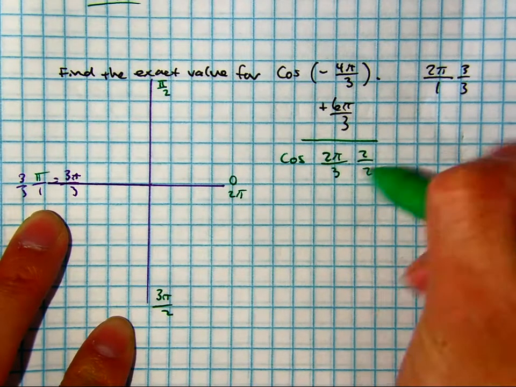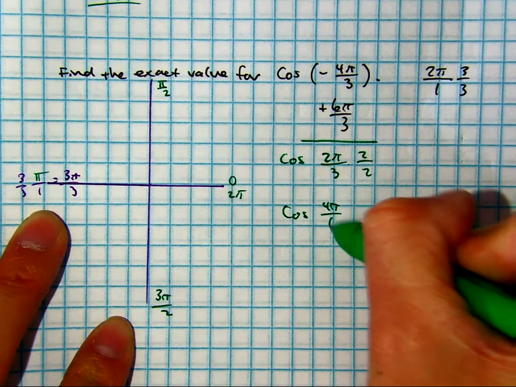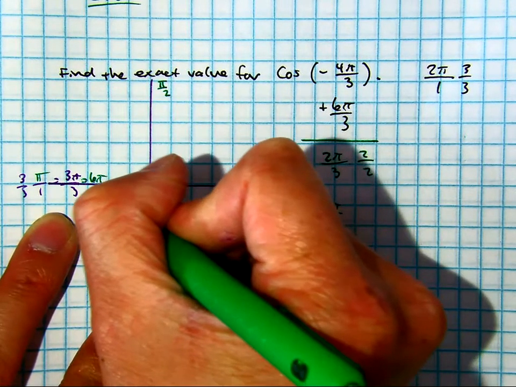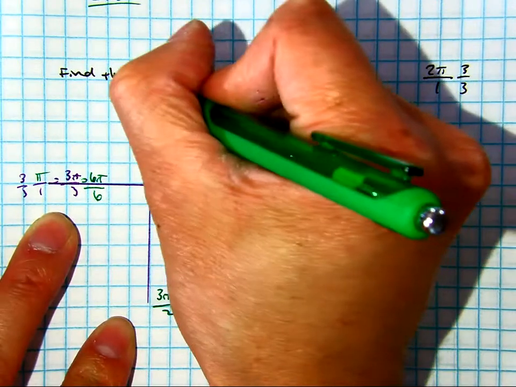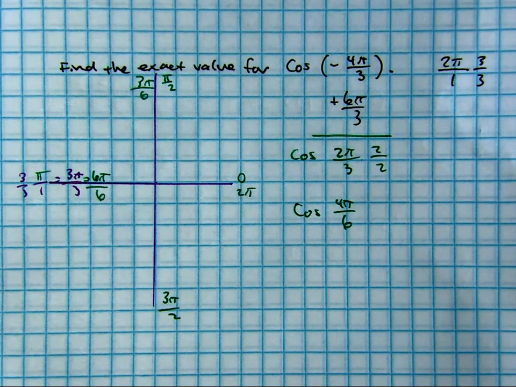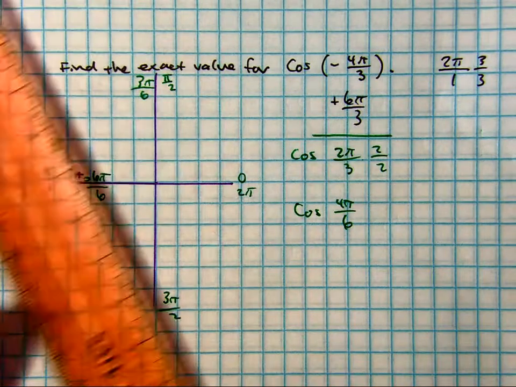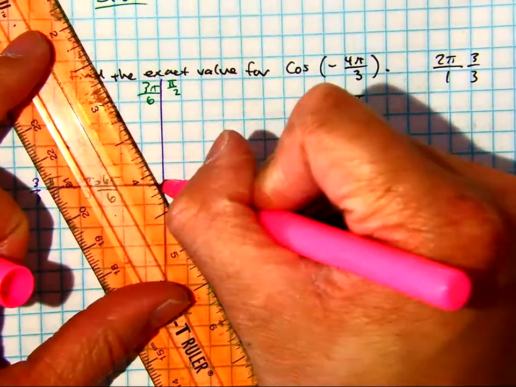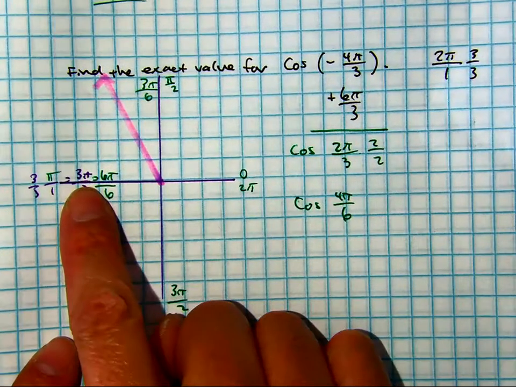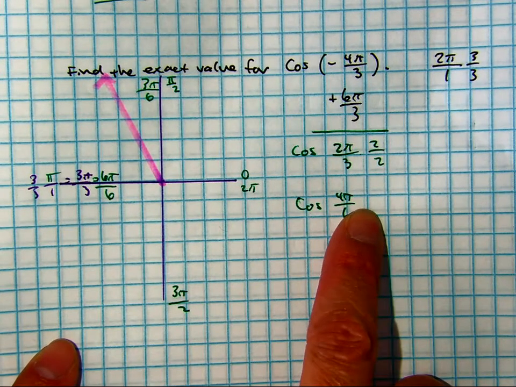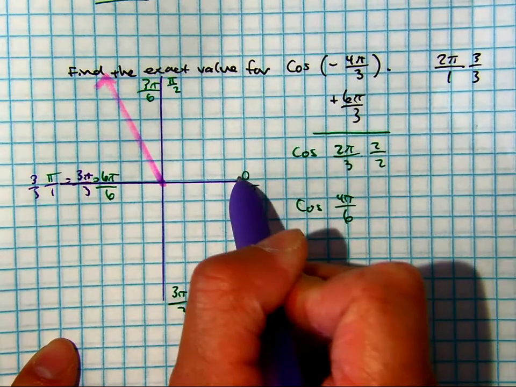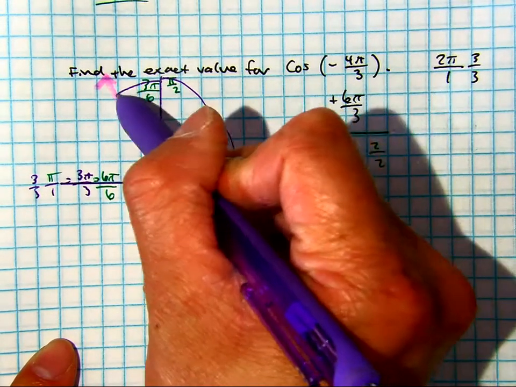If I get cosine of 4 pi over 6, because that's equivalent, this would be 6 pi over 6, and this one would be 3 pi over 6. So 4 pi over 6 is going to be about here. The reason why it's about here is because this is 3 pi over 6, and this is 6 pi over 6, and I'm looking for 4 pi over 6. This distance here would be 3 pi over 6, and this would be pi over 6.